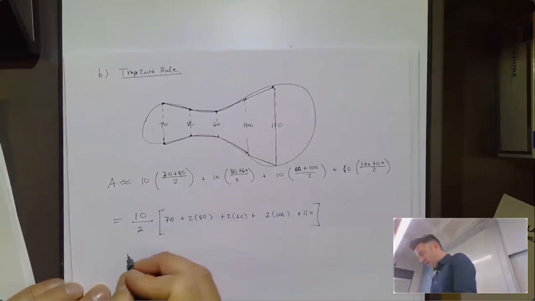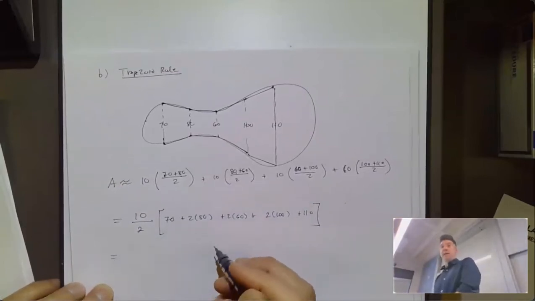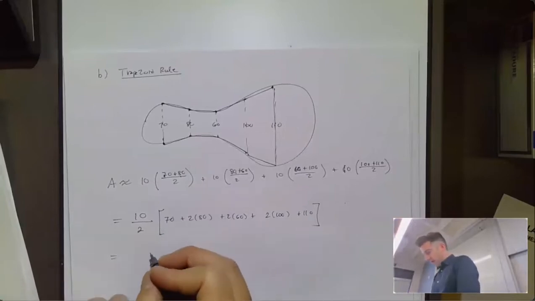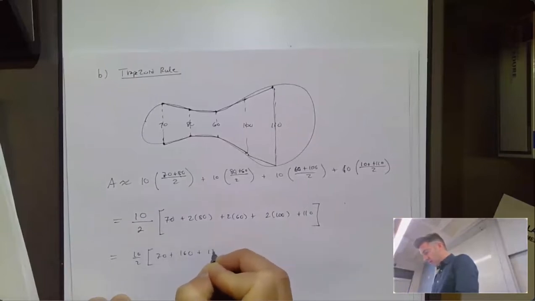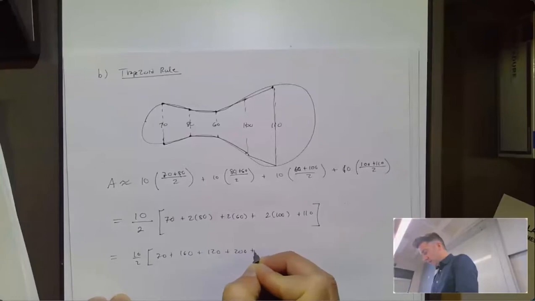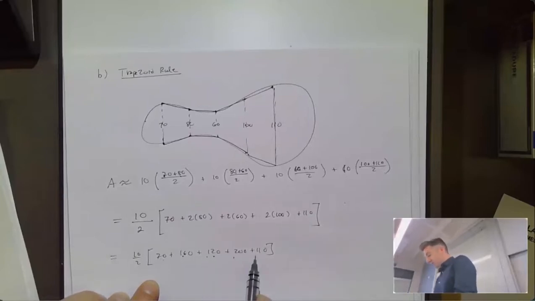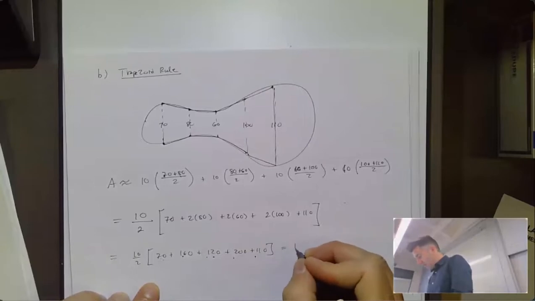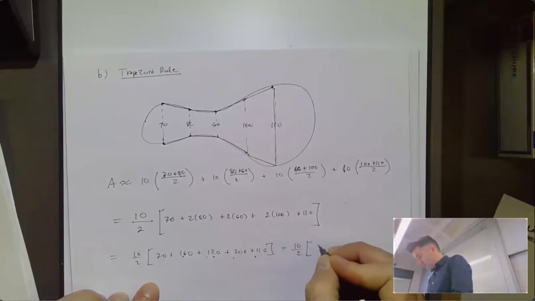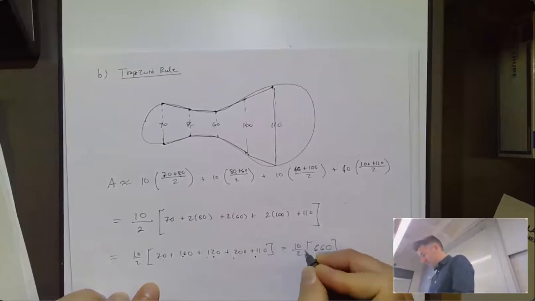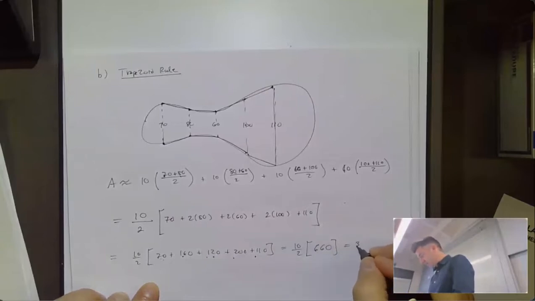So I could add these all up. Let's find out. I've got 10 over 2 times 70 plus 160 plus 120 plus 200 plus 110. Okay, fine. 70, 7, 16, 23, 35, 55, 66. So that's going to be 10 over 2 times 660. 6,600 divided by 2 is 3,300.